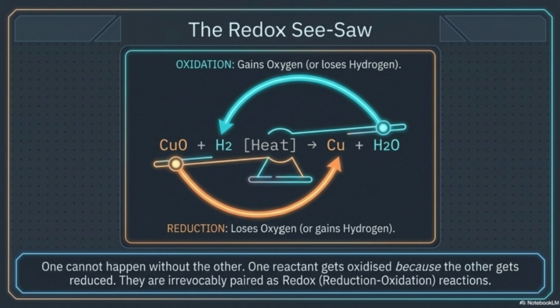Welcome to the redox seesaw. Oxidation occurs when a substance gains oxygen or loses hydrogen. Reduction is the exact opposite, losing oxygen or gaining hydrogen. Because electrons are transferred, one cannot happen without the other. They are irrevocably paired as reduction-oxidation, or redox reactions.